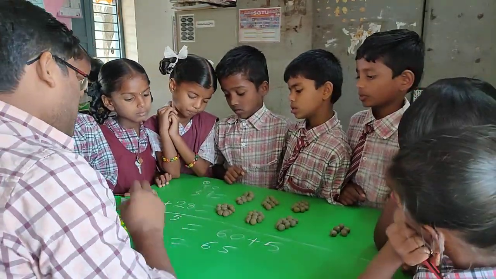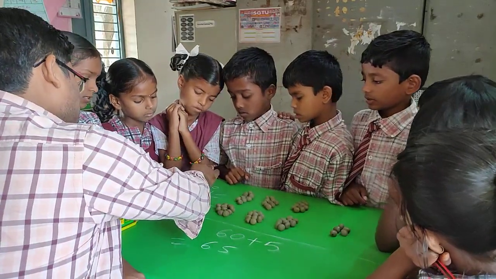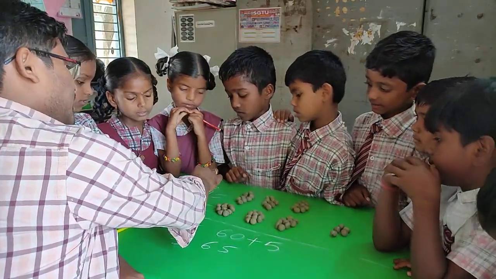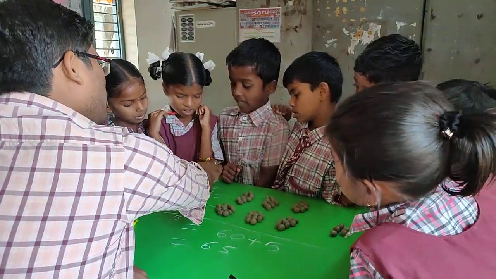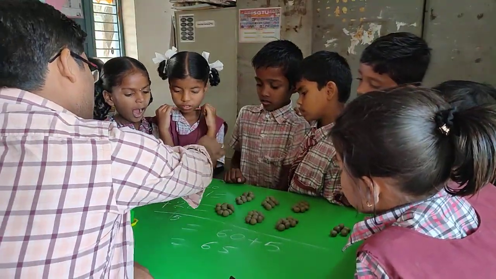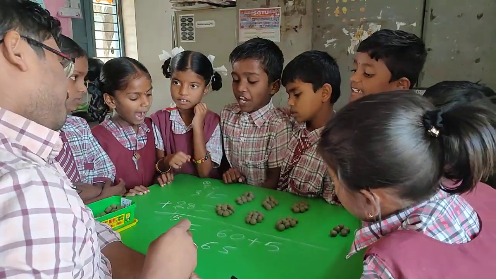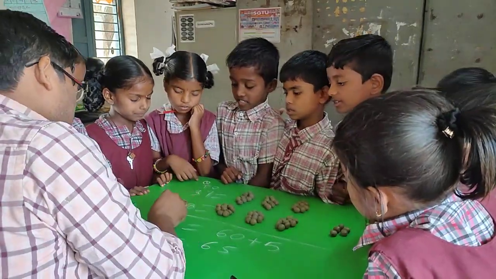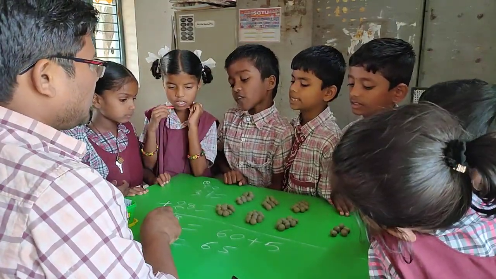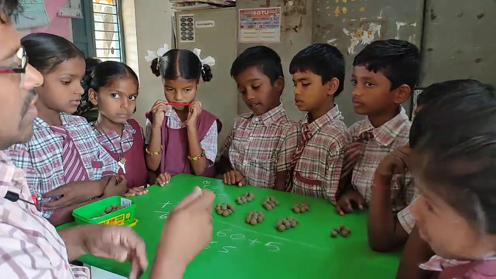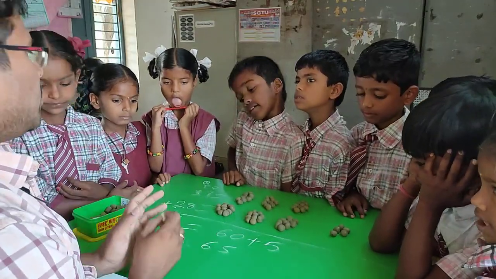Okay, put below ones. So next, how many tens are there here? 3. 3 tens are here. Here 2 tens and here 1 ten. So total 6 tens. So 6 tens, 5 ones. How much is this? 65. Okay, this way we can add.